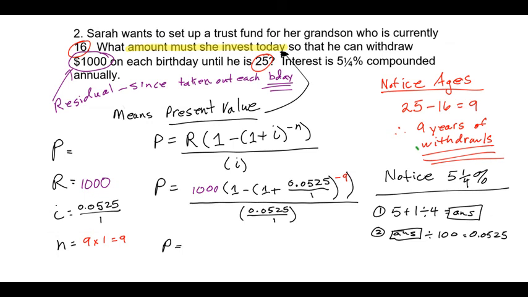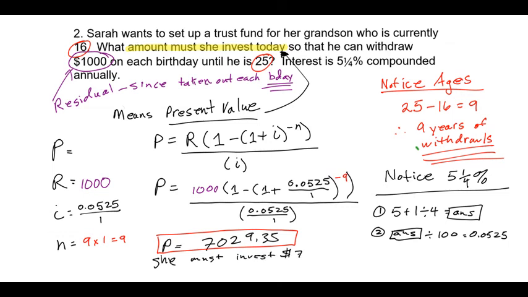Now, upon completion, we get the following answer: 7,029.35. So, to answer the question, all we have to do is say she must put in $7,029.35 today in order for her grandson to withdraw $1,000 every year until he gets to 25. That's it.